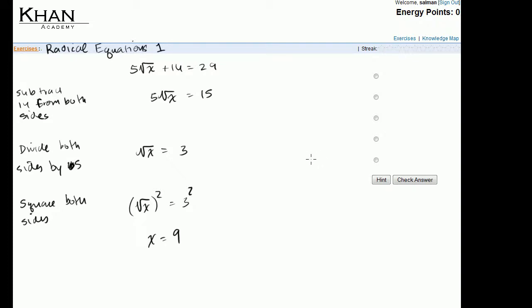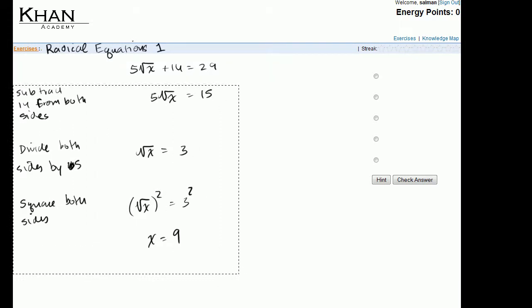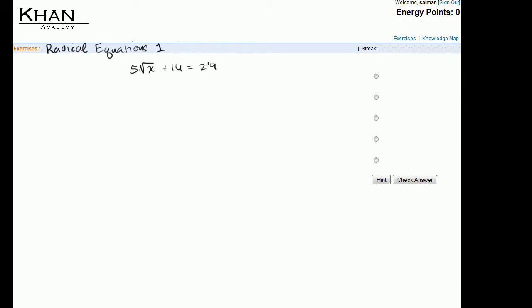Now, the one thing that makes these problems a little bit tricky is the situation if this was a negative 15. So if we had the square root equal to a negative number, you should present this type of problem to the student, and they should realize that there is no solution to this. So the same thing, subtract 14 from both sides, you get 5 times the square root of x is equal to negative 15. Divide both sides by 5, you get the square root of x is equal to negative 3.